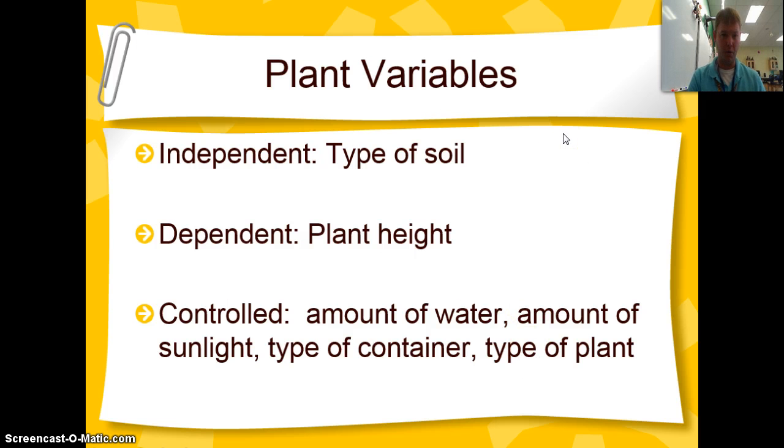All right, let's take a look at the variables. What is it, the one thing that I changed? What's the independent? I changed the type of soil. What are we measuring? How will we know whether the soil affected it? Well, dependent, what I'm measuring is the plant height. I'm going to measure the height of the plant to see. Finally, what is controlled? What is everything that I'm keeping the same? I'm watering each plant with the same amount of water. I put the same amount of sunlight on each one. I put them in the same type of container, and I have the same type of plant. Those are my controlled variables, things I keep the same, so it's a fair experiment.